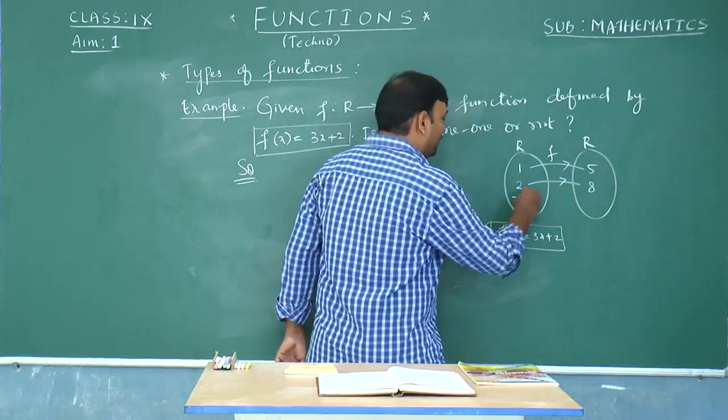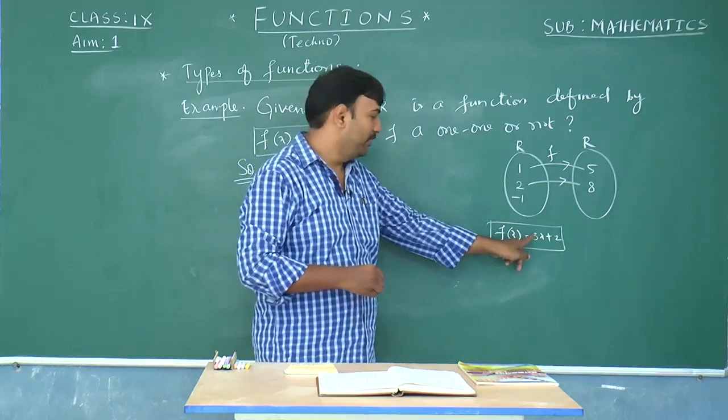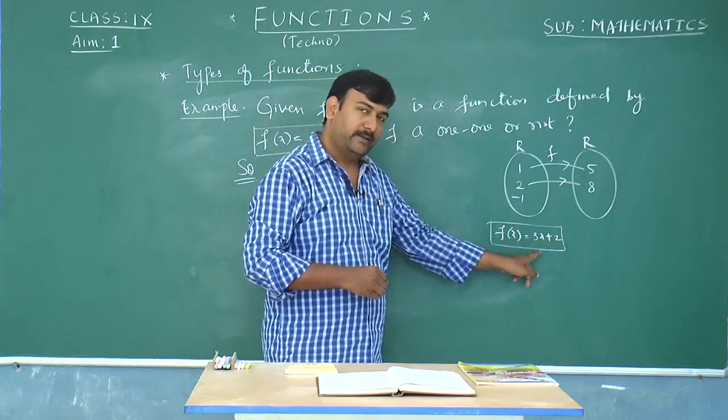So check for some negative number. If I take the image of minus 1, f of minus 1 is equal to 3 into minus 1 plus 2, that is minus 3 plus 2.